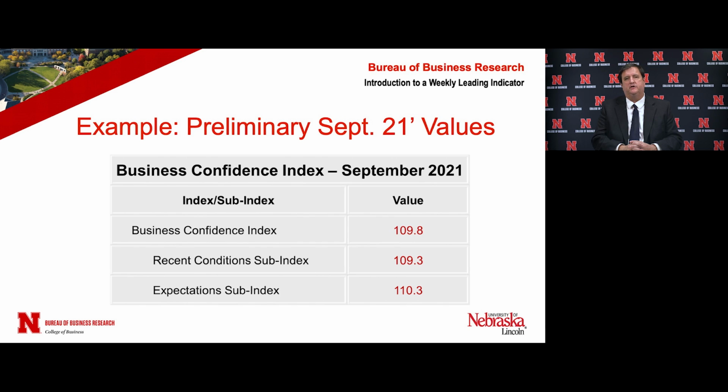So a neutral value here is 100. A really strong value would be something like 120 for the Business Confidence Index. We're seeing a very solid positive value right around 110. And notably, that solid value is reflected in both recent conditions, recent growth in sales and employment, and expectations over the next 6 months. So 110 is a good solid number for business confidence, but also the consistency of it, both the recent past and the near future.